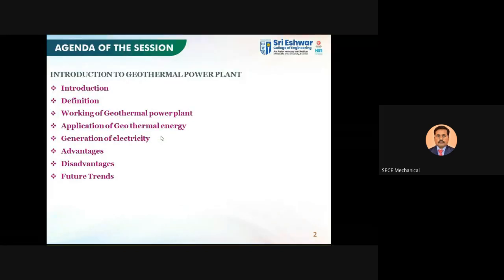So first we will move to the agenda of today's session. We are going to discuss the introduction to geothermal power plant, then the definition of geothermal power plant, the working of geothermal power plant, applications of geothermal energy, and generation of electricity. What are the advantages of the geothermal power plant, what are the disadvantages, and how the future trends are going to be for geothermal power plants. So these are the things we are going to discuss today. That is the agenda of the session.